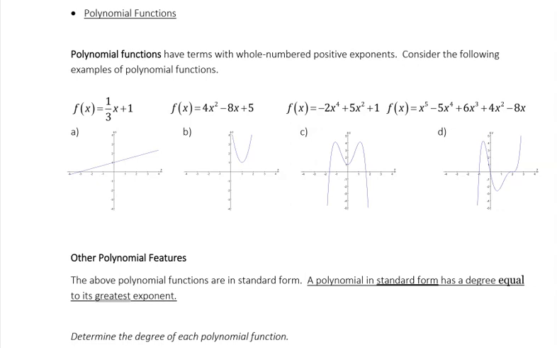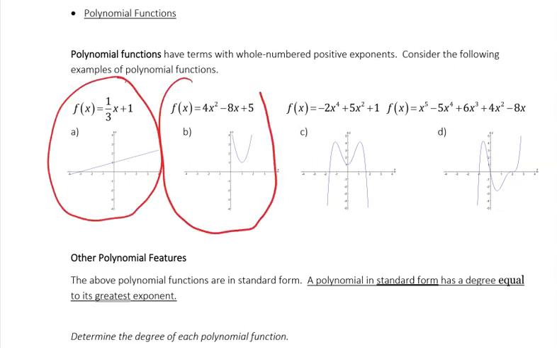Hi everyone, so in this video we are going to be talking about polynomial functions and later rational functions. Polynomial functions are functions that have terms with whole numbered positive exponents. For example, we have four different polynomials here. The first two should look really familiar. The first one is that of a line, the second is that of a parabola. Those we've actually explored before.